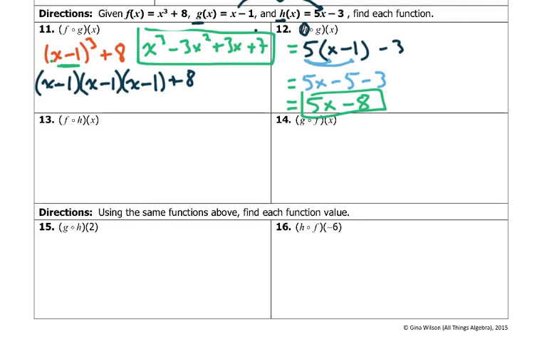So here we go. For number 14, we're looking at G. All right, so where's G at? G is x minus 1 here. Again, we're plugging in f, which is x cubed plus 8, wherever we see x in G.